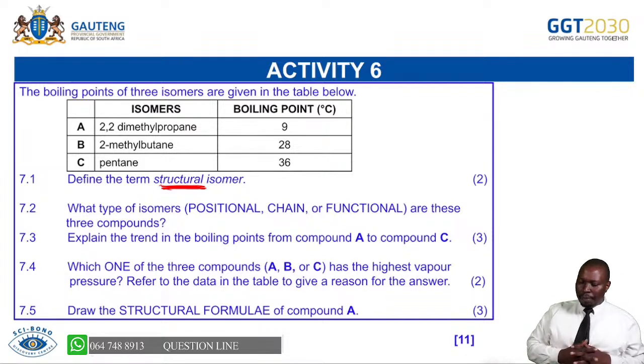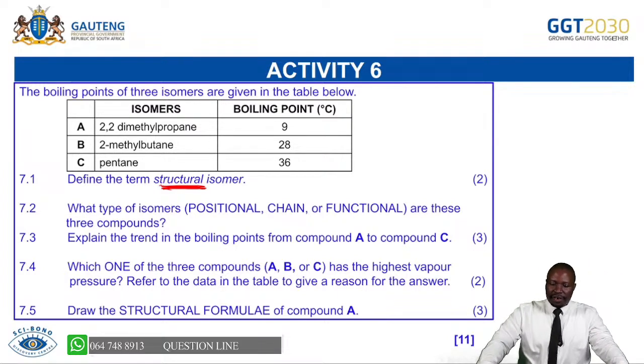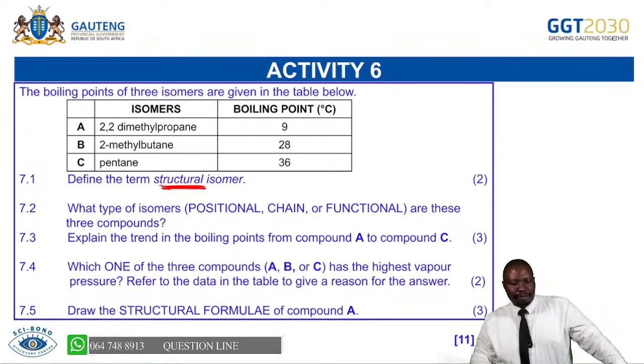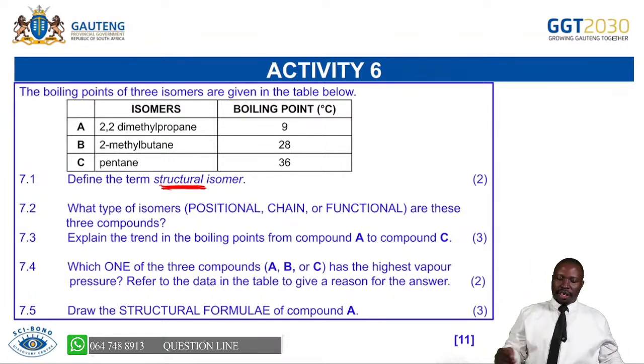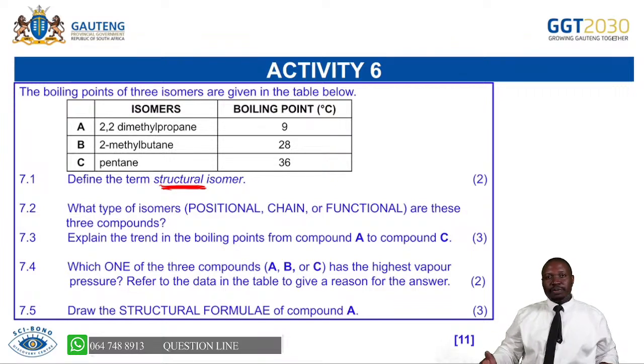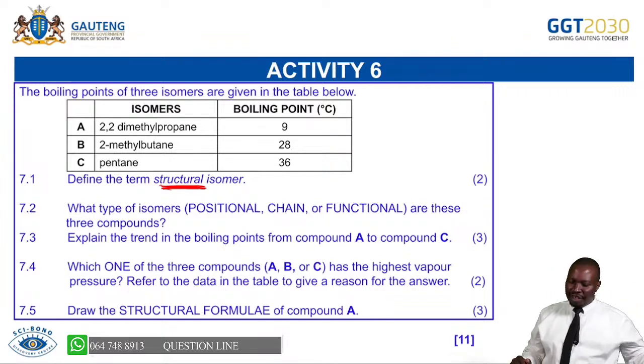7.4, which one of the three compounds has the highest vapor pressure? Highest vapor pressure means lowest boiling point. So you're able to say it is A. A has the lowest boiling point, which means it has the highest vapor pressure.